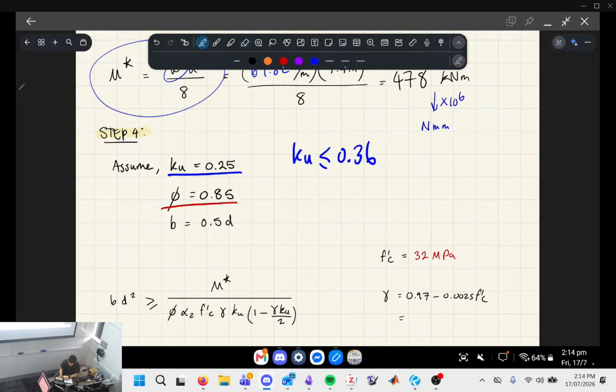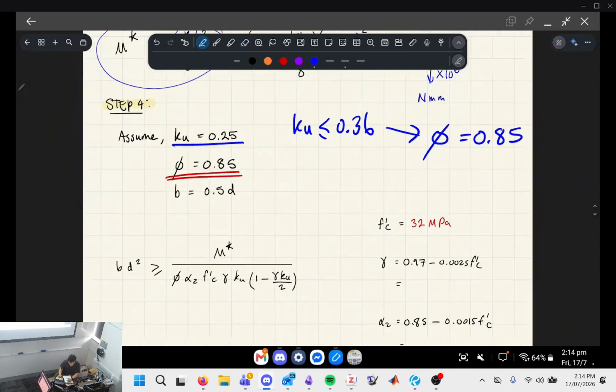And then in a similar way, we're going to assume a phi factor, or capacity reduction factor, of 0.85. And this is because if this number stays under 0.36, then you can have a capacity reduction factor of 0.85, okay?